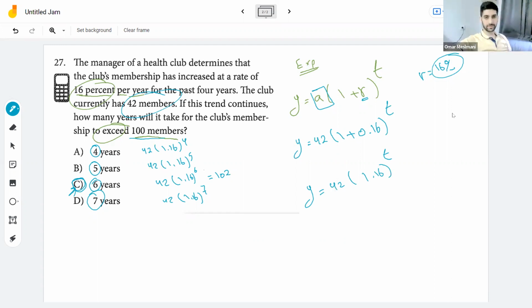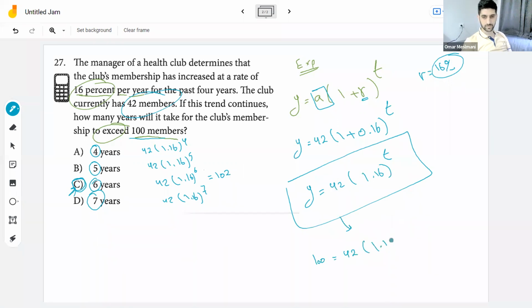Is it clear? Mister, they gave us the 100. Why didn't we put 100 equals 42, and so on? Yes, you can, that's another way, using shift solve. It's faster, exactly. The concept is that not everyone knows how to use shift solve, but you can also use 100 instead of y, because he's asking for 100 members.